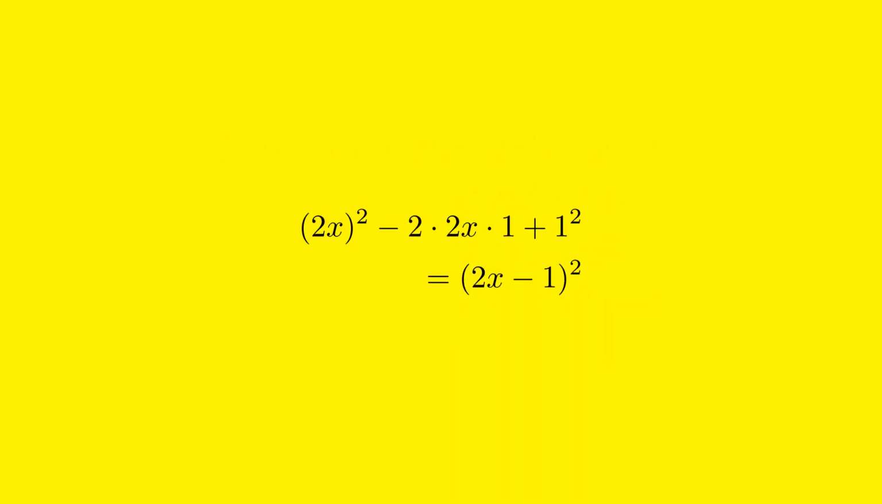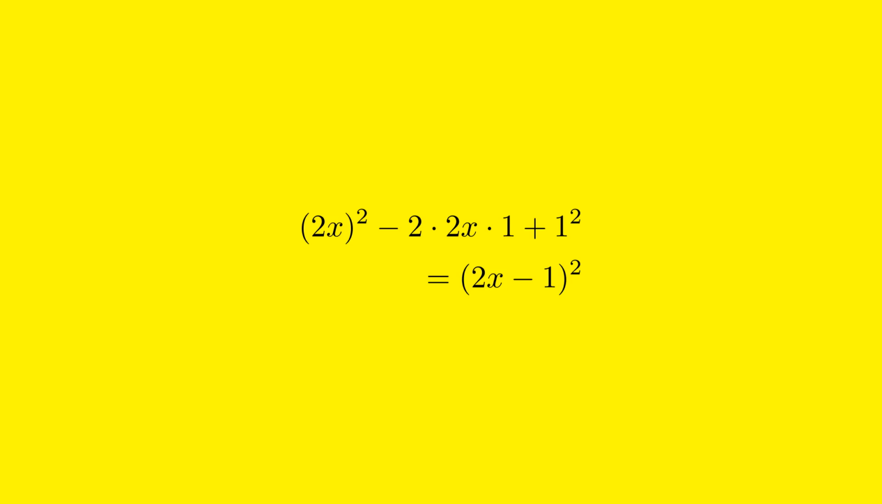We start with the quadratic expression 4x² − 4x + 1. This matches the form of a perfect square trinomial, which is a² − 2ab + b², with a being 2x and b being 1. Let's break it down using these values. First, a squared: we take a as 2x and square it, which gives us 4x². Then we have minus 2ab: we multiply 2 by a as 2x and b as 1, which gives us minus 4x. Lastly, b squared: if we take b as 1 and square it, we get 1.